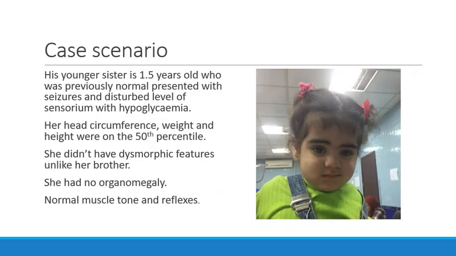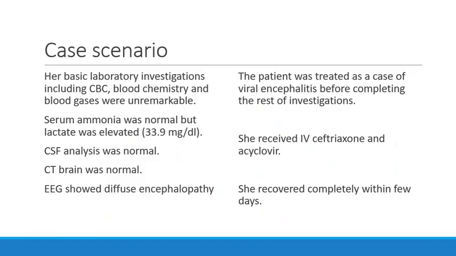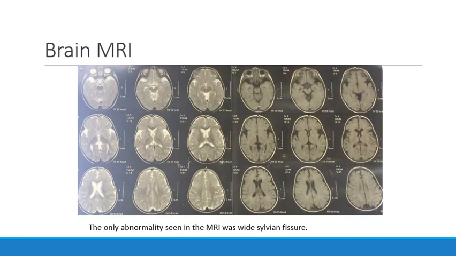His sister, as you see, had a little bit of relative macrocephaly. Her weight and height were under the 50th centile. She did not have dysmorphic facial features, also no organomegaly and no abnormality of muscle tone. Her basic laboratory investigations also were all normal. CSF even was normal, and the patient again was treated as a case of viral encephalitis. And this is again her brain MRI. As you see, it's typical, like her brother's, with the H-shaped Sylvian fissure and the frontotemporal atrophy.